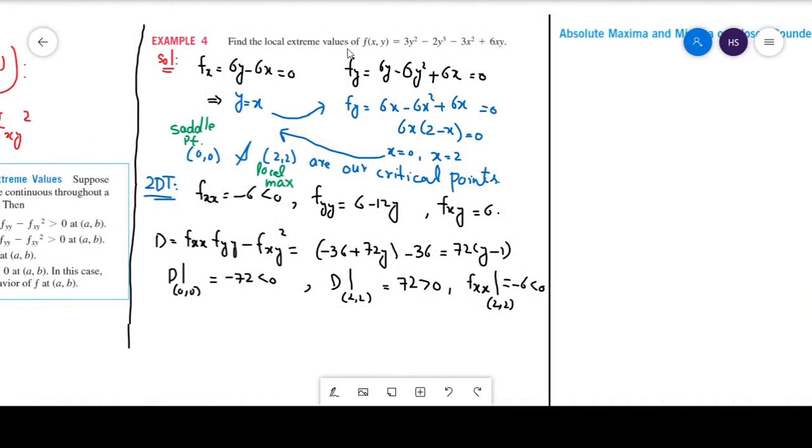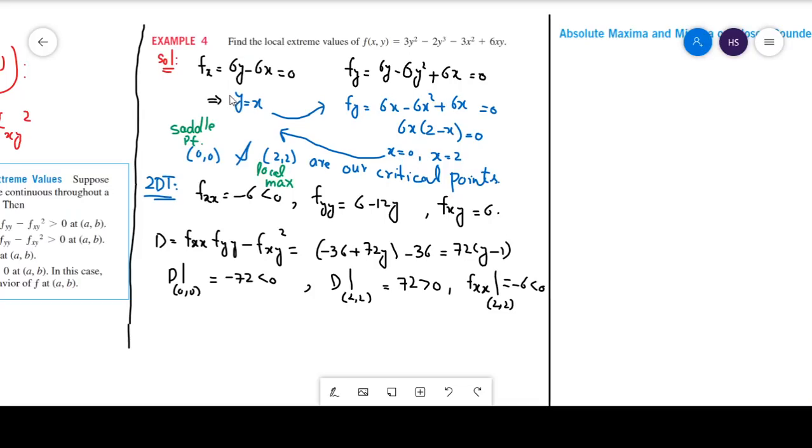So find local extreme values of this function. You calculate both of the partial derivatives, equate them to 0 because they are never undefined. So from here you get y is equal to x. You put it back in f of y, you get a quadratic equation in x. So this is reduced into these two factors. So from here we get two roots. x is either 0 or x equal to 2.